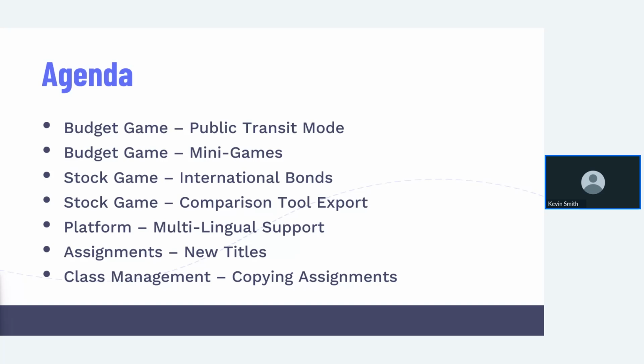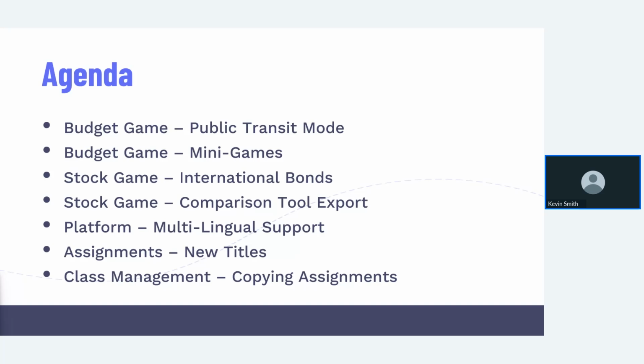For the budgeting game, we have the new public transit mode. That means it's a version of the budgeting game where students do not have a car. Budgeting, also the mini games. So this has to do with the weekend choice in the mini game. I'll talk about these in more detail. Some of these actually were released late in the spring, but we didn't have a formal release for them, so I'm going to go over all four of them in detail.